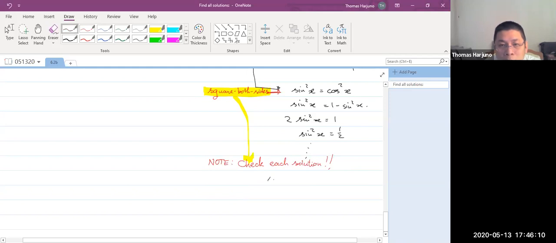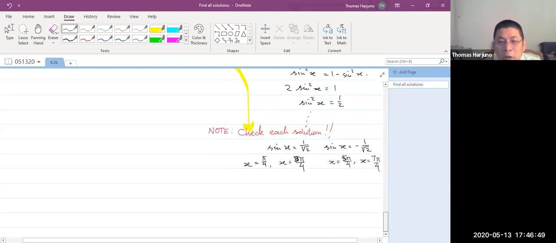I will get sine x equals 1 over radical 2 and sine x equals negative 1 over radical 2. So either x equals pi over 4, or x equals 3 pi over 4, or x equals 5 pi over 4, or x equals 7 pi over 4.